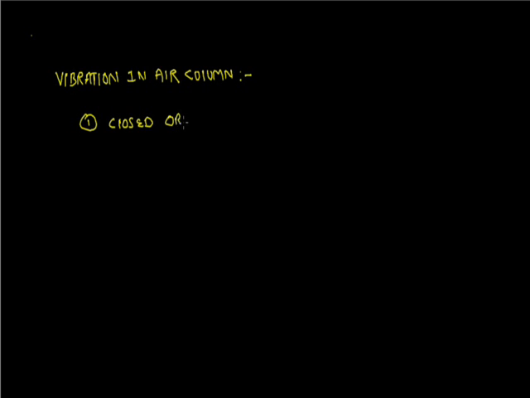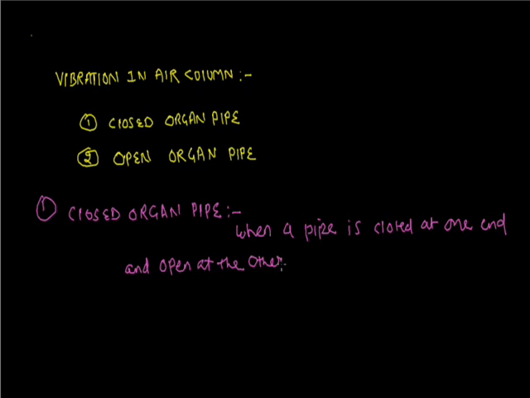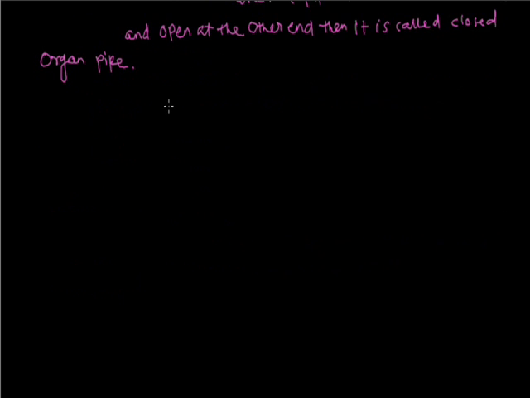closed organ pipe, and second is open organ pipe. So first, what is a closed organ pipe? When a pipe is closed at one end and open at the other end, then it is called a closed organ pipe. It is something like that.